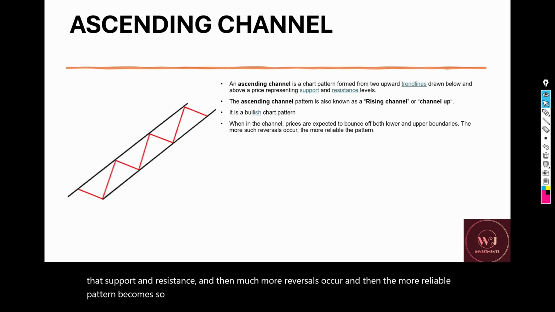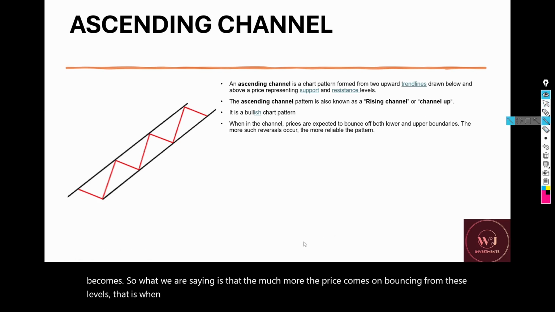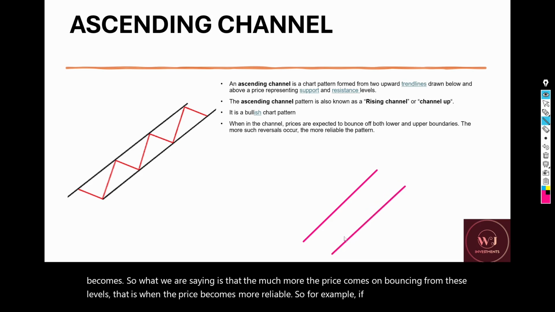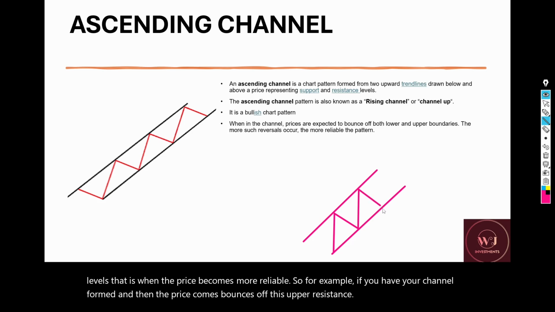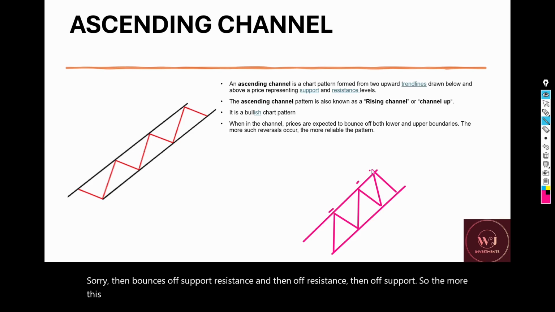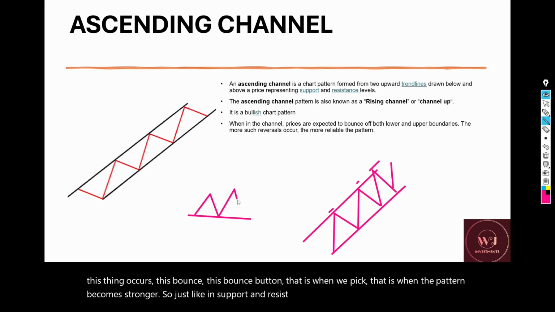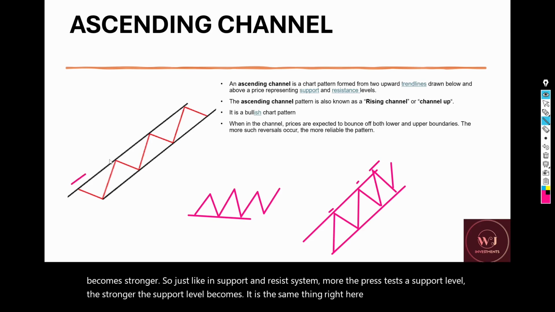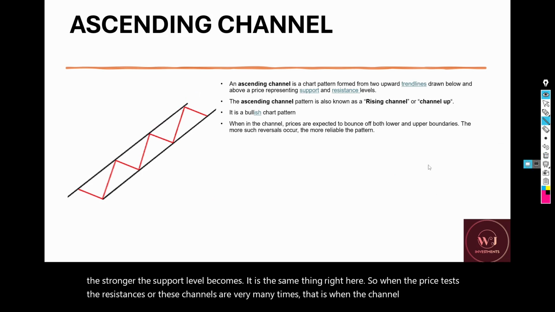So what we are saying is that the more the price bounces from these levels, the more reliable the pattern becomes. For example, if you have your channel formed and the price comes, bounces off this upper resistance, then bounces off support, resistance, and then off resistance, then off support. The more this bounce pattern occurs, that is when the pattern becomes stronger. Just like in support and resistance, the more the price tests a support level, the stronger the support level becomes. It is the same thing right here. So when the price tests the resistance or the support of these channels very many times, that is when the channel becomes a stronger and more reliable pattern.